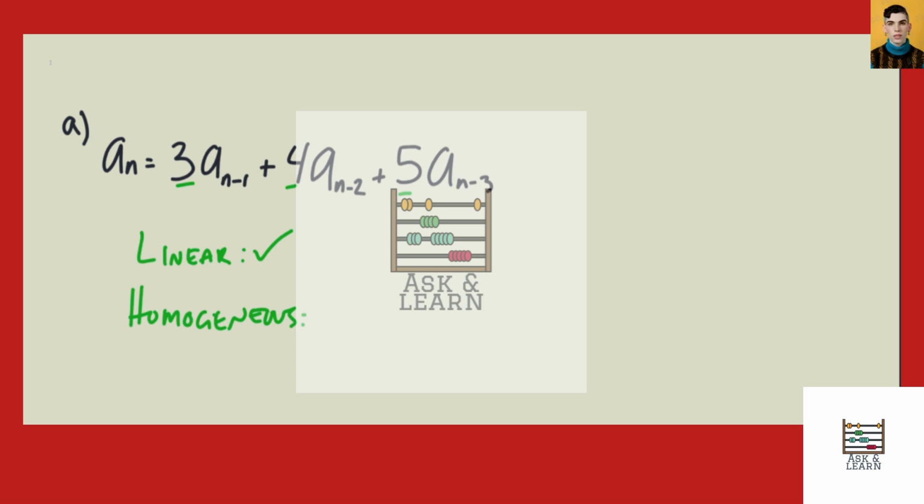Well, in this case, it is. And that's because it does not contain any constant terms. There's no plus 7 at the end. Okay, and so now, since we know that, we can determine the degree. And the degree is the highest k for which a_{n-k} occurs. And in this case, it's 3. So it goes sort of 3 units back. So k is equal to 3 for the degree.